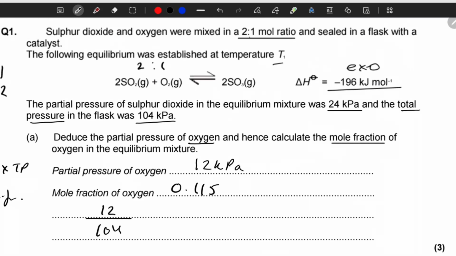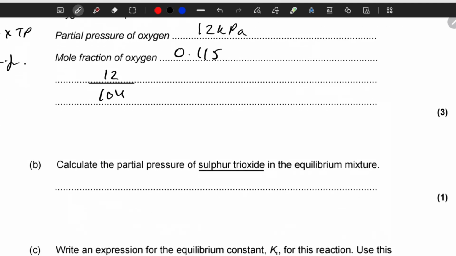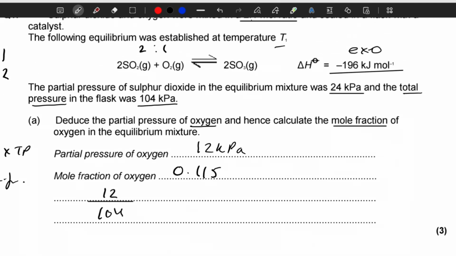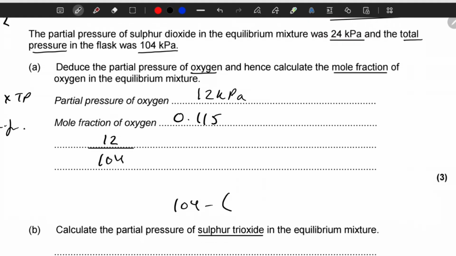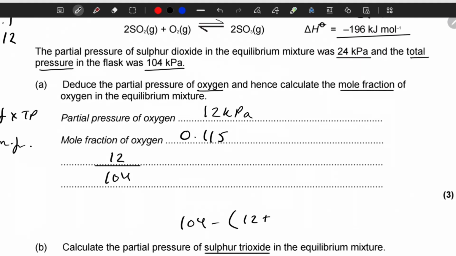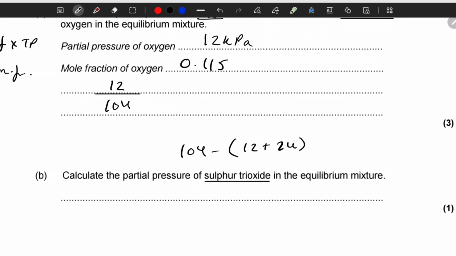Then calculate the partial pressure of sulfur trioxide. So then we have the partial pressure of oxygen and the partial pressure of sulfur dioxide, but I want sulfur trioxide. Since the total pressure is 104, we can just minus the 12 plus 24 to find the partial pressure of sulfur trioxide. So that would be 68 kilopascal.